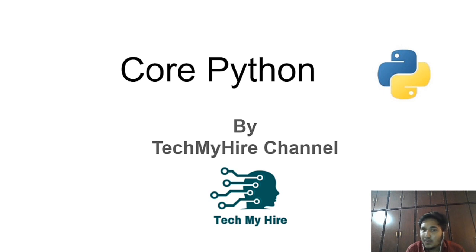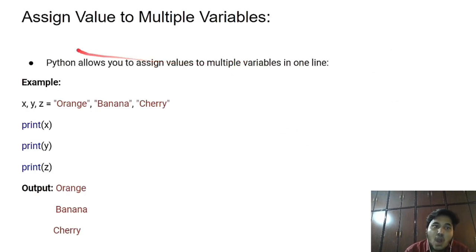So in the last video we talked about what exactly a variable is and how to declare a variable. In this video I'm going to tell you how to assign a value to multiple variables, and how we can assign different variables with different values at a time in Python. Later on, we will be talking about what types of variables we have, what exactly scope is, what exactly lifetime is, and how to delete a variable. So, how to assign values to multiple variables.